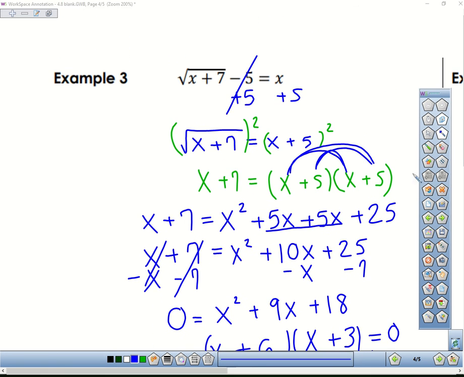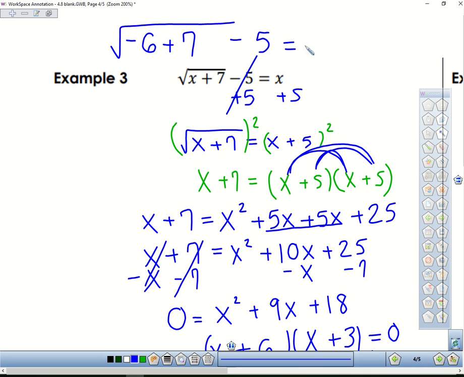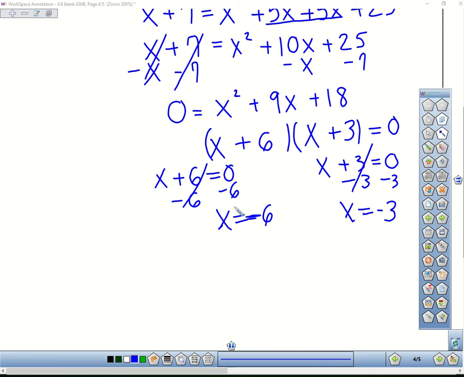Yeah, I got to plug them back in, right? So I'm going to plug in the -6. So that's the square root of -6 plus 7, minus 5, equals -6. So what's -6 plus 7? 1. What's the square root of 1? 1. What's 1 minus 5? -4. So is this a solution? No. This one's actually rejected.